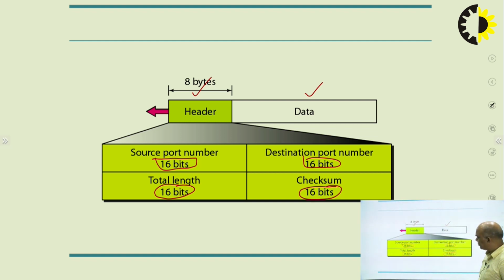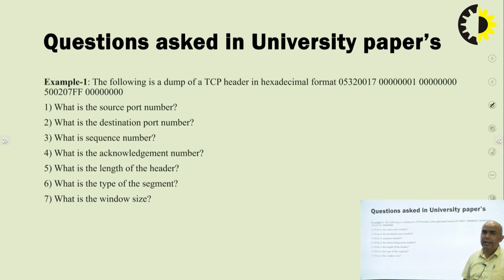16 bits. The data length is defined by the total length minus the length of the header, so we need to identify the total length of the data. You will understand this better when we do the numerical problems on this. Generally, these are the questions asked in university papers. In that, this is an example I am taking.